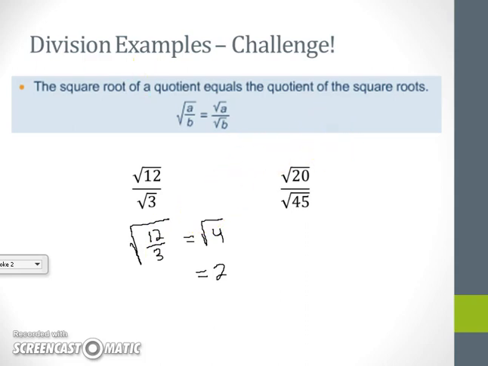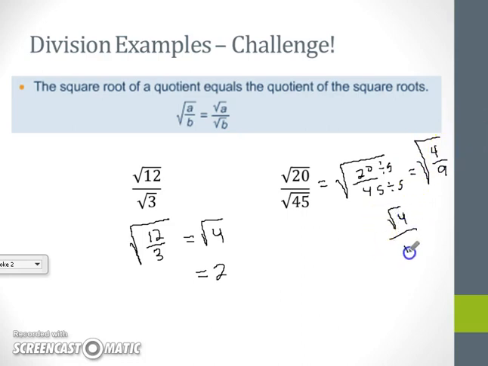For this other example, if we rewrote this one as dividing with one fraction, so 20 over 45, this fraction actually has numbers in common where we could reduce it. If we divided both the numerator and the denominator by 5, I would end up with the square root of 4 over 9. And then if you break it back the other way, the square root of 4 over the square root of 9 comes out evenly because they're both perfect squares, so you end up with 2/3.